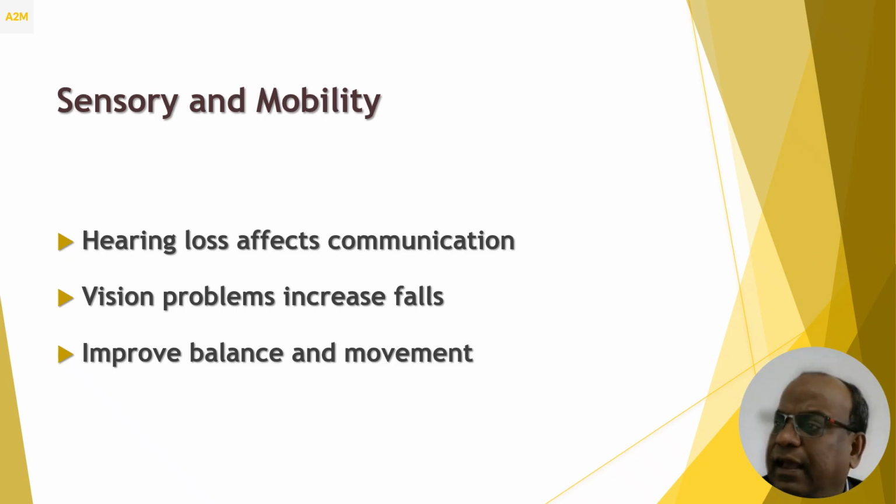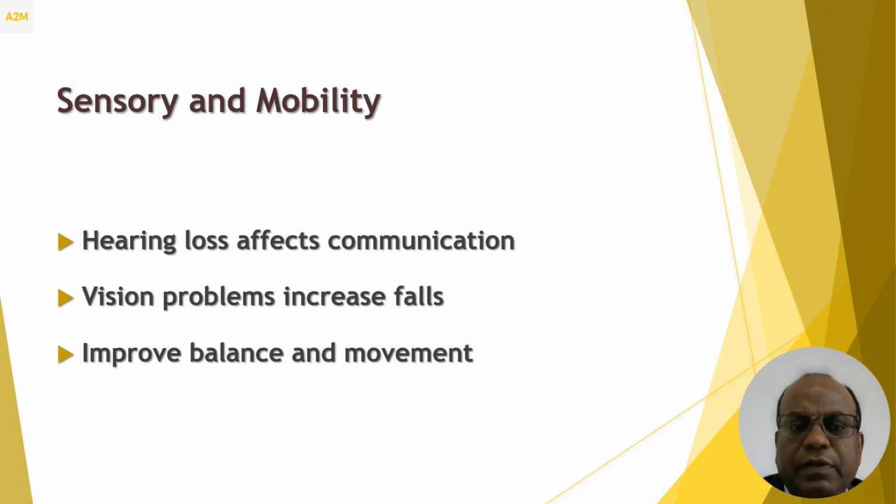Mobility is another key area. Many older adults lose strength in their legs and core muscles. This leads to poor balance and falls. Falls can cause fractures, fear, long hospital stays, and a lot of complications. So to support mobility, we should check gait, balance, and strength. Encourage safe exercise, walking aids, and balance training. Even small exercises like rising from a chair several times can help.